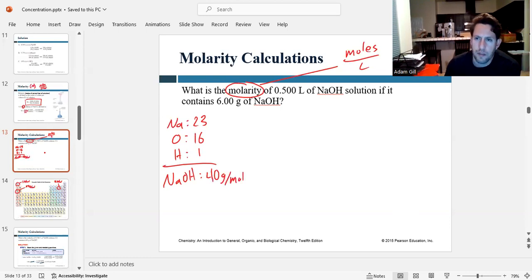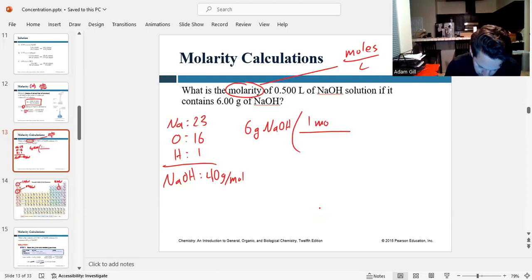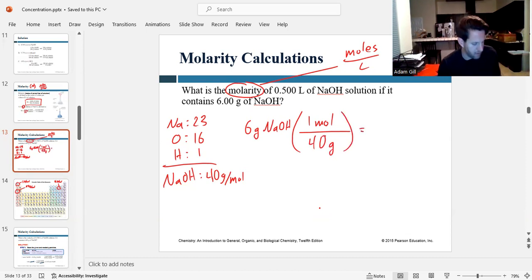Okay. Now that we know the molar mass of this, we can convert the grams into moles. So 6 grams of NaOH times 1 mole for every 40 grams. So 6 divided by 40, grams cancels. I get 0.15 moles of NaOH.